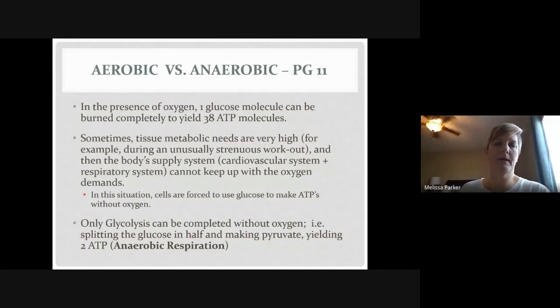Okay, so aerobic versus anaerobic. In the presence of oxygen, one glucose molecule can be burned completely to yield 38 ATP.